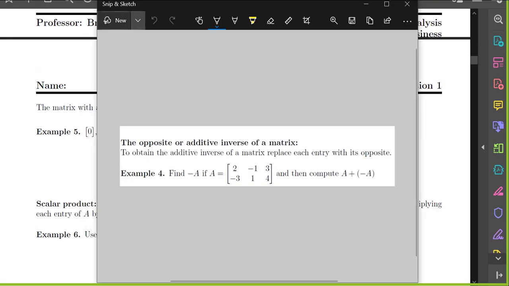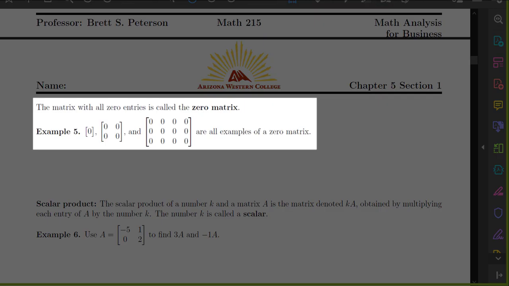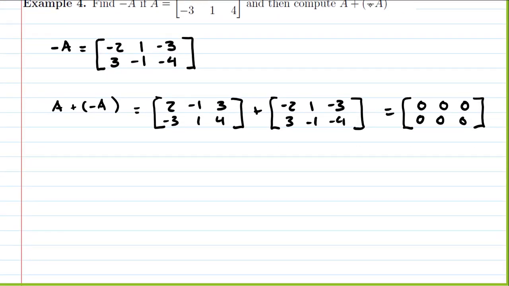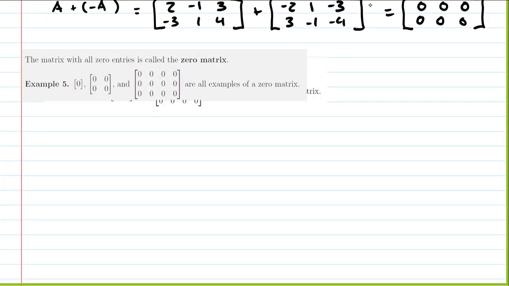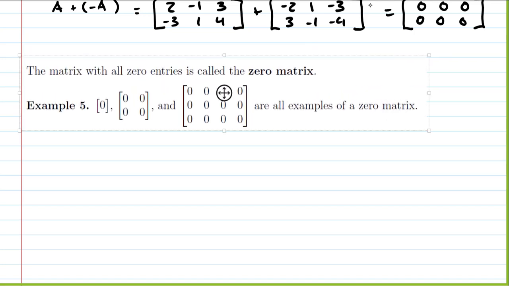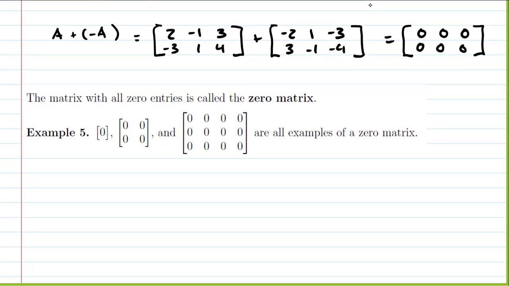So the matrix that we just saw with zeros for all of its entries has a special name, and it's called the zero matrix. There is not a zero matrix. There is a zero matrix for every size of matrix, because by definition, to be a zero matrix, it's going to have to be all zeros. So the 1 by 1 matrix would just be 0. The 2 by 2 matrix would be 0, 0, 0, 0. And the 3 by 4 matrix would be 3 rows of all zeros with 4 columns.